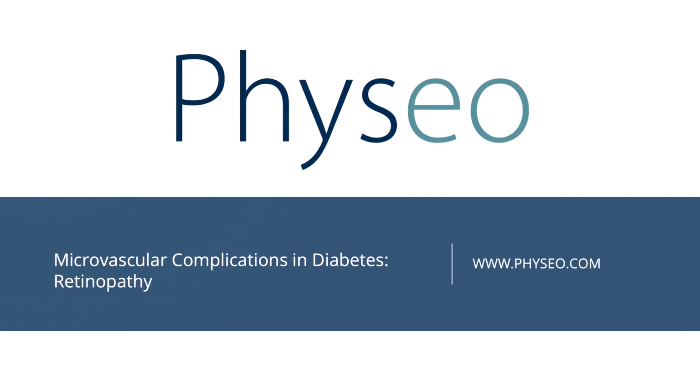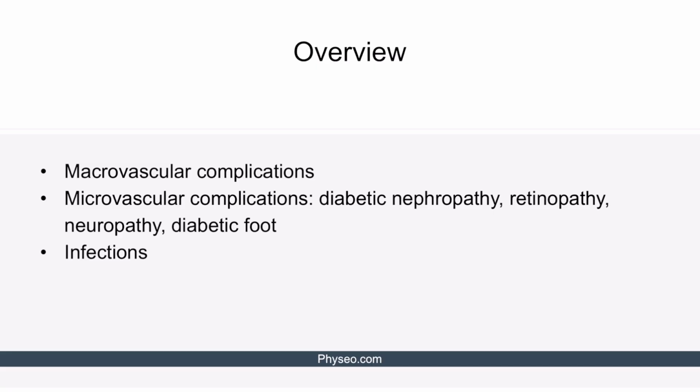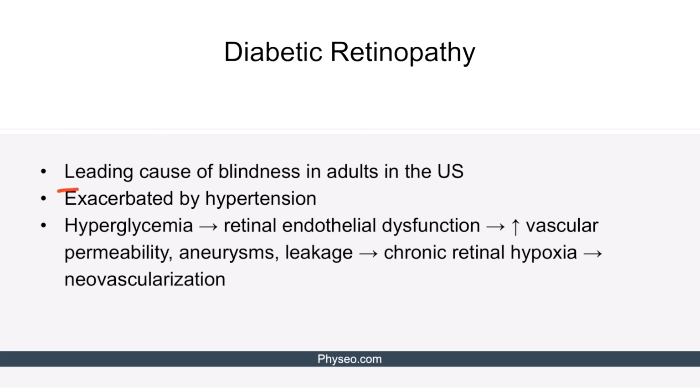Welcome to our video on microvascular complications in diabetes, focusing primarily on nephropathy and retinopathy. Let's begin. First, we're going to discuss diabetic retinopathy. Diabetic retinopathy is the leading cause of blindness in adults in the U.S.